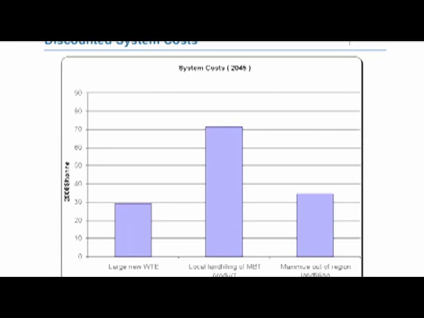And we also calculated some sensitivities, what happens if certain things happen. So these are the discounted system costs. This is what economists use. And we see here that the large new waste-to-energy plant has a slight advantage over long-distance landfilling, and MBT is by far the most expensive one.